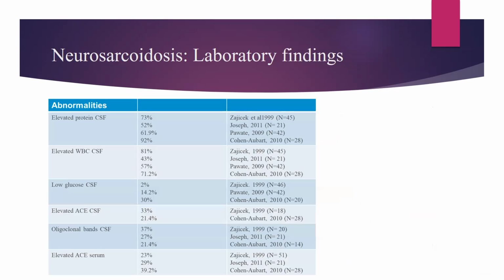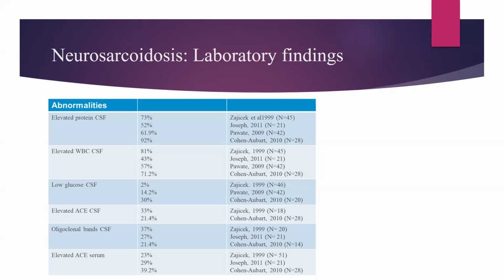So what do we see as abnormality in CSF? We can see some elevation in protein, and those are percentages from different neurosarcoidosis cases reported in the literature. Elevated white cells, and it's a lymphocytic predominance in neurosarcoidosis. Glucose can be low, and it's one of the few reasons for low glucose besides infection.